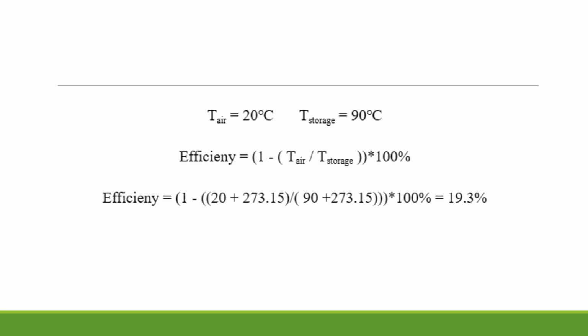Efficiency can be calculated as 1 minus the lower temperature divided by the higher temperature times 100%, where temperature is in Kelvin. Substituting our assumed temperature values, we get a maximum theoretical efficiency of 19.3%. While this may seem low, especially compared to other forms of energy production, it can be worthwhile because of the low cost and ease of implementation.